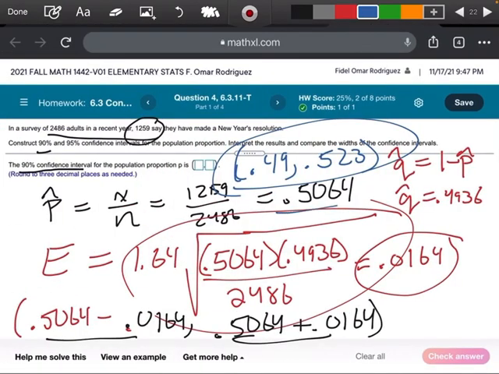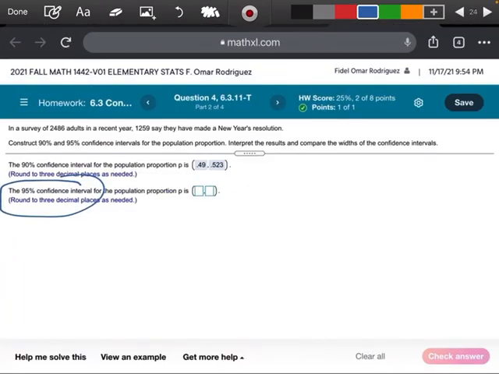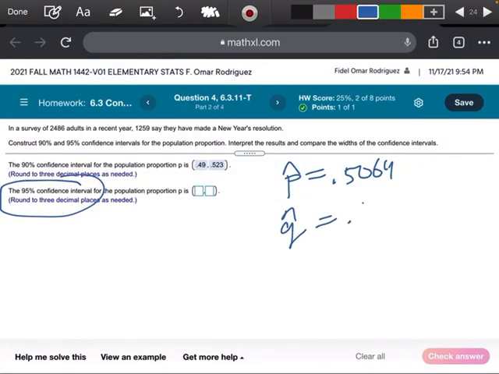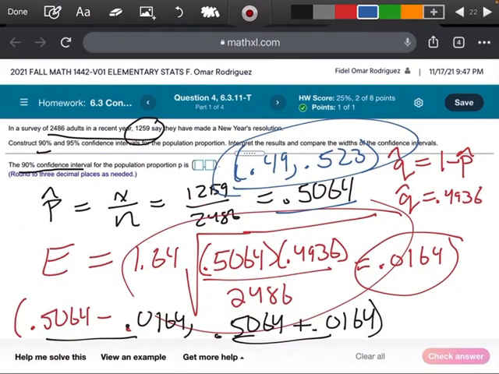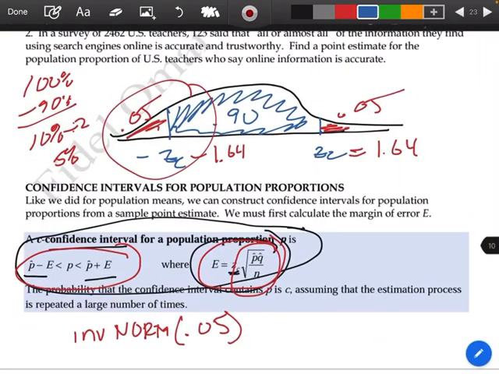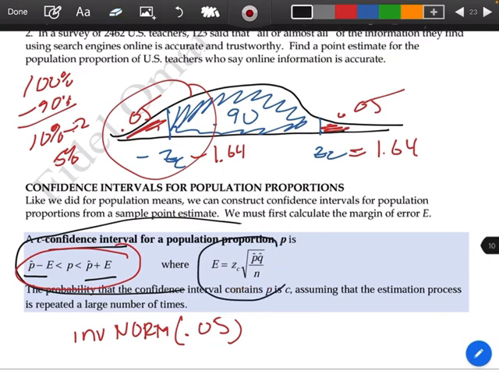My p-hat is still the same number. It's still 0.5064. My q-hat is still, what was q-hat? 0.4936. My n is still that 2000 and change, whatever it was, 2486. Okay, so I'm going to get my eraser real quick because I want to show you something here. Remember, my p-hat, my q-hat, and my n are still the same. The only thing that's going to change now is my z-score, right?